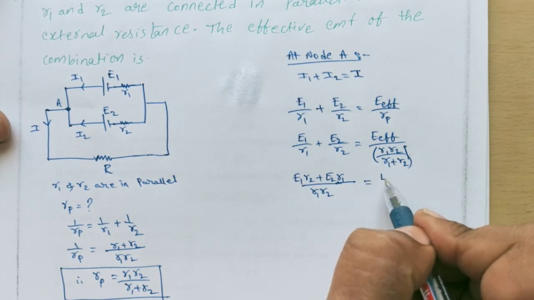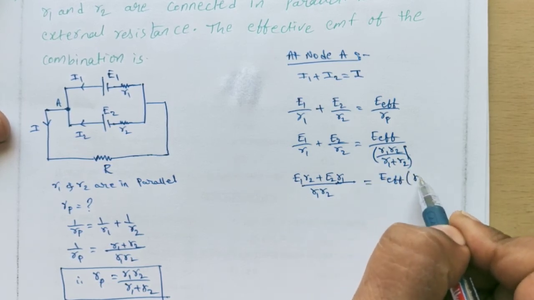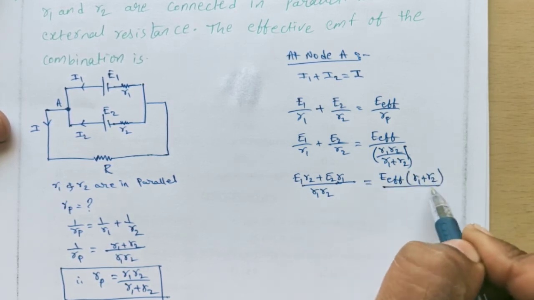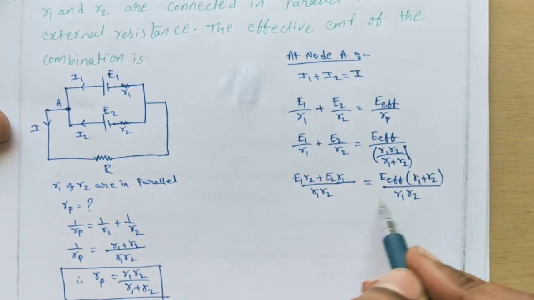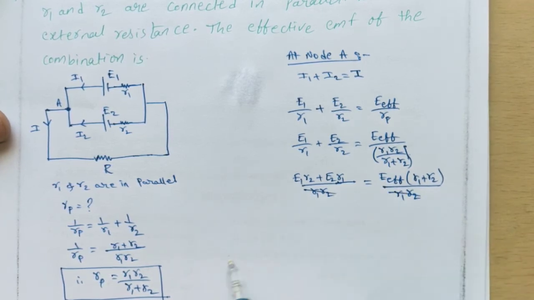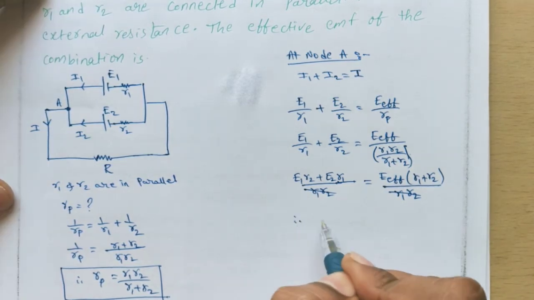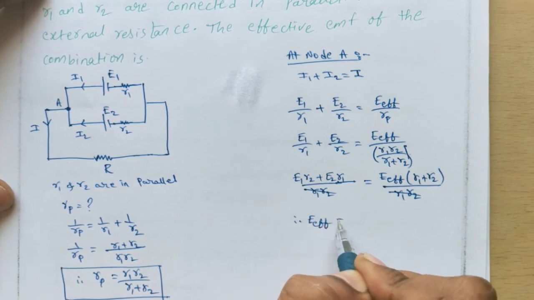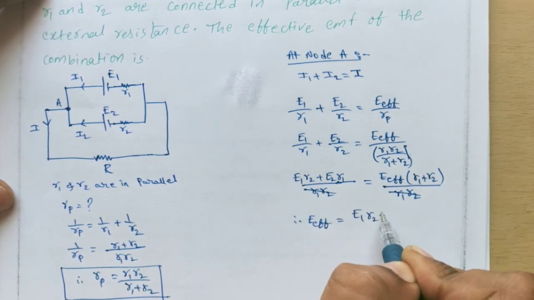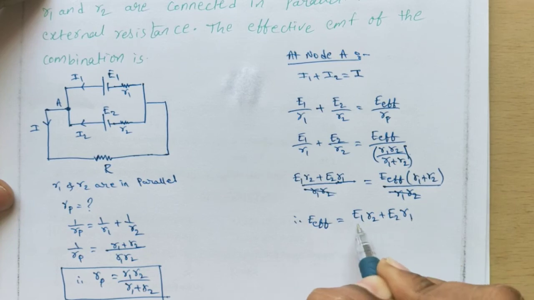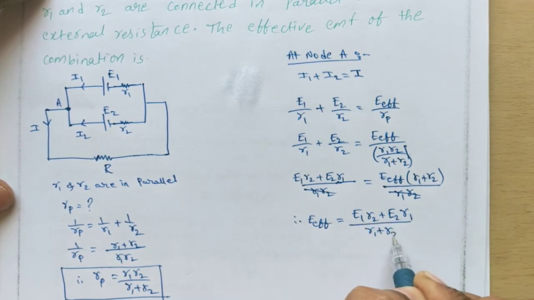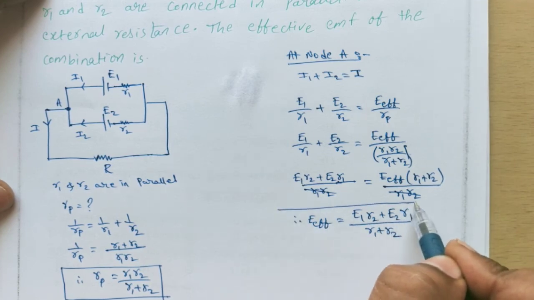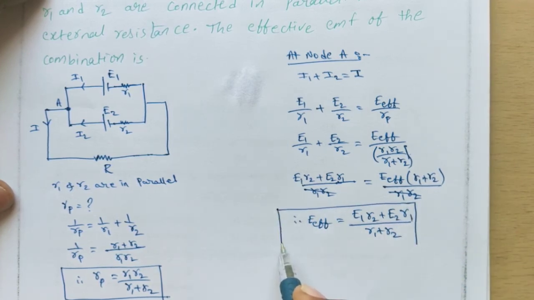Okay students, here E effective into R1 plus R2 divided by R1 R2 we will get it. Here both sides R1 R2 will be cancelled. We want to find out which value, E effective value we want to calculate. So therefore E effective is equal to, can we write like this, E1 R2 plus E2 R1 divided by R1 plus R2. This is the notation for us. Okay students, this is the E effective value in this case.